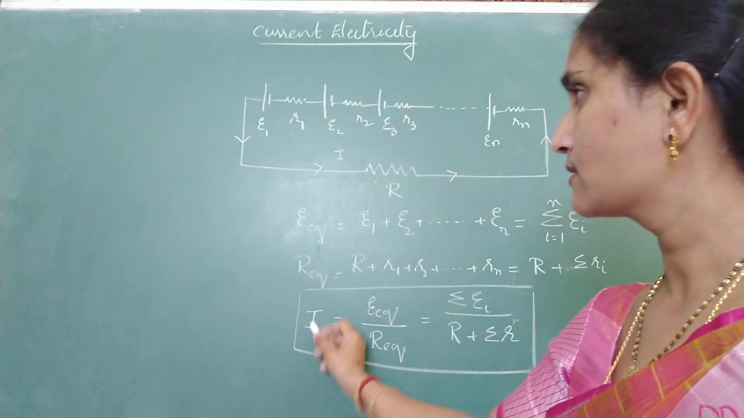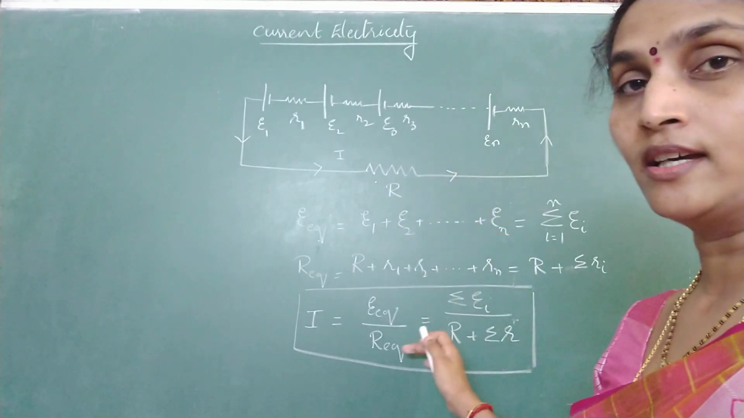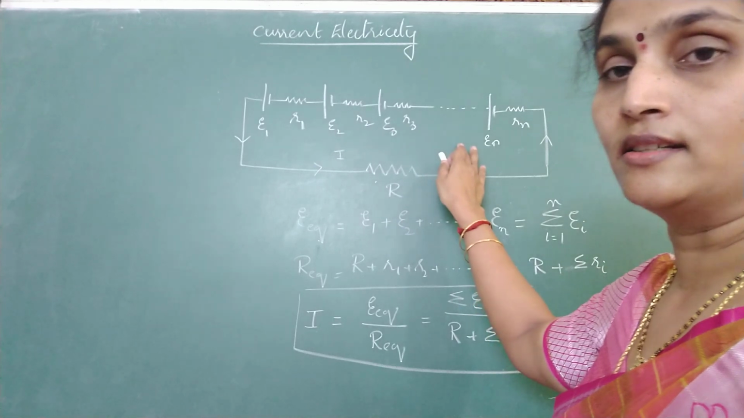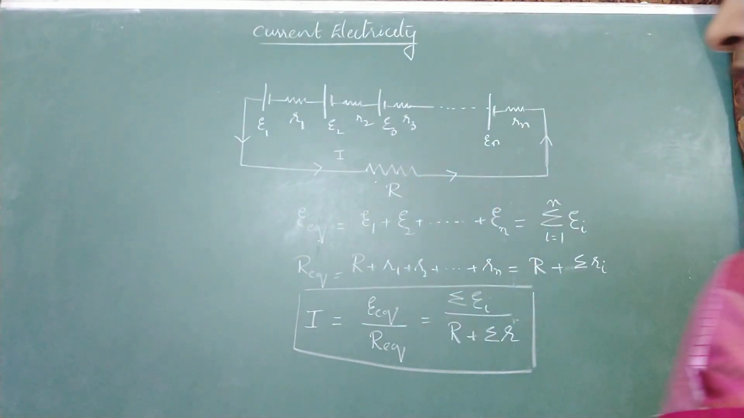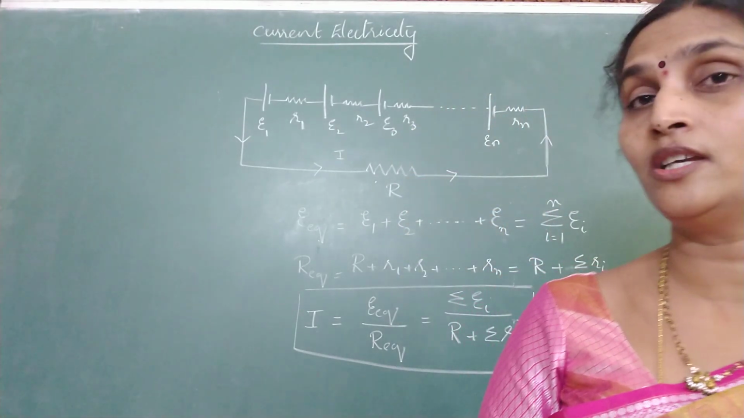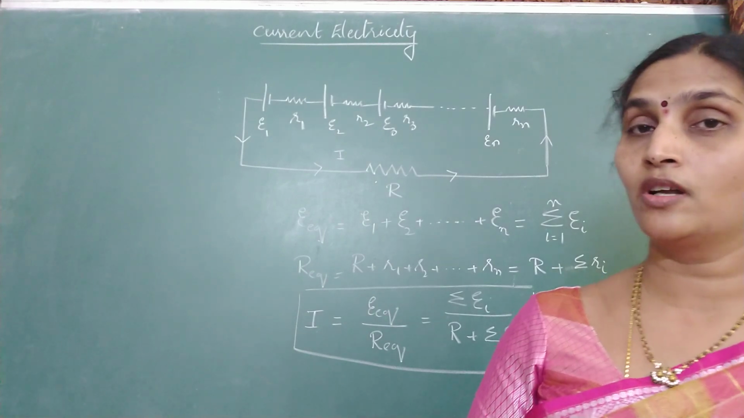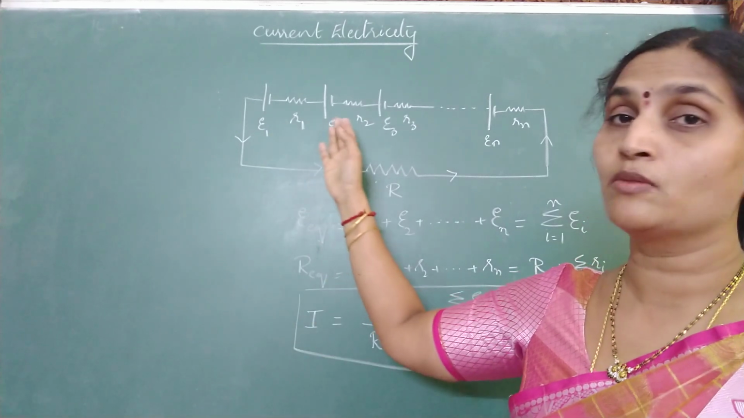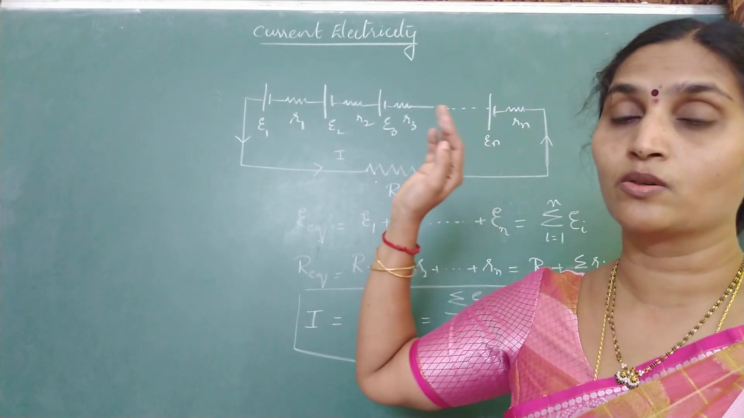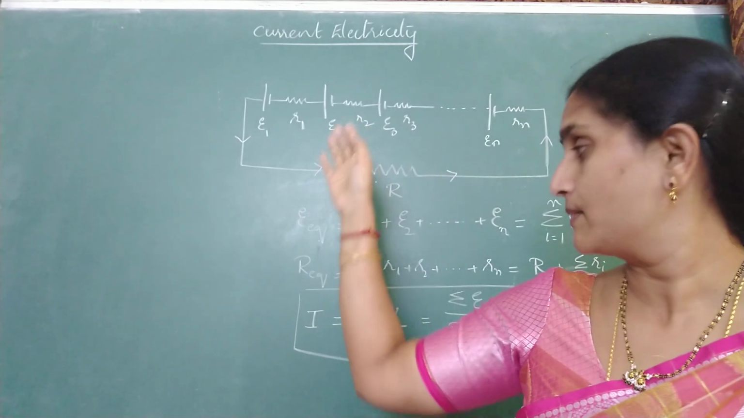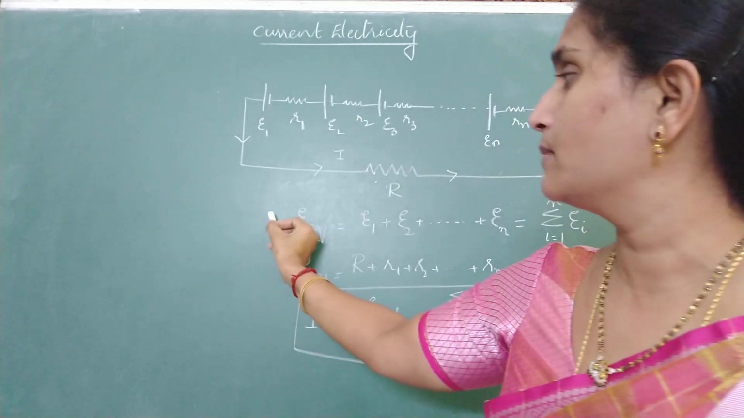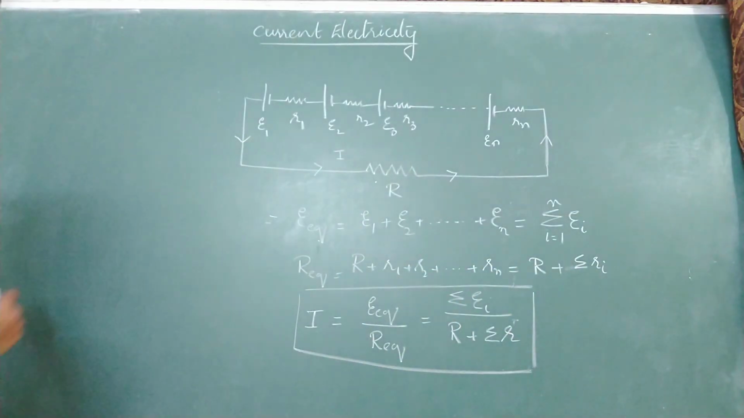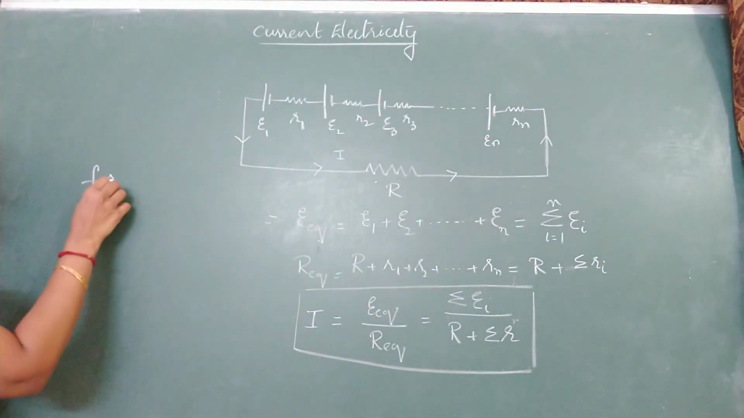And once you know this, you can easily modify it to find the current if these cells are identical. In this question I took all the cells with different values of EMF E1, E2, E3 and so on. Suppose all of them are identical cells. When do you call them identical? If E1 equals E2 equals E3 and so on. Then what will be the equivalent EMF, tell me? For identical cells I'll write it here.